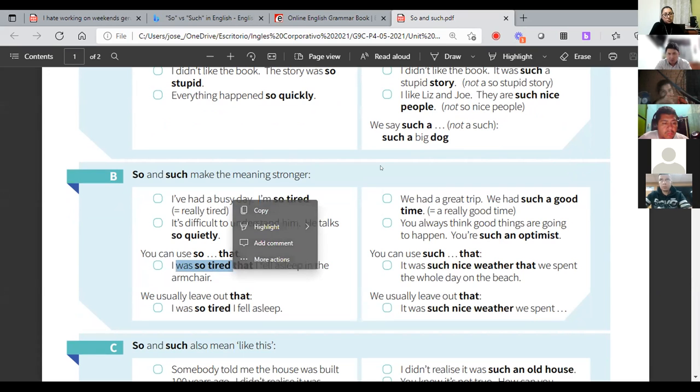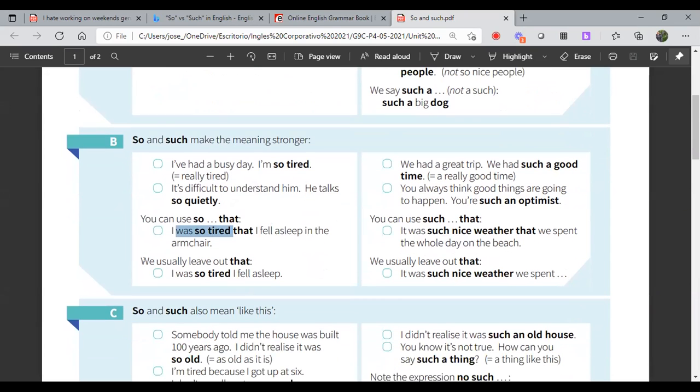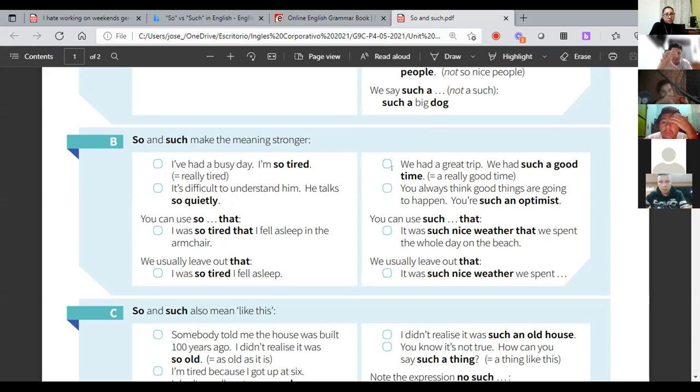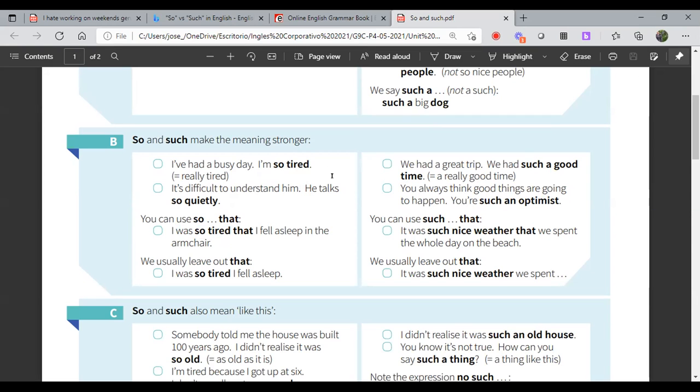Okay? O muy cansado, you can say. The other one. That is optional. Es decir, que esta palabra that, usted la puede omitir. In this example, we say, I was so tired that I fell asleep in the armchair. Quedarse dormido es fell asleep, pero en pasado. Cuando usted se queda dormido en presente es fall asleep. Dormido es asleep, as you have that one.